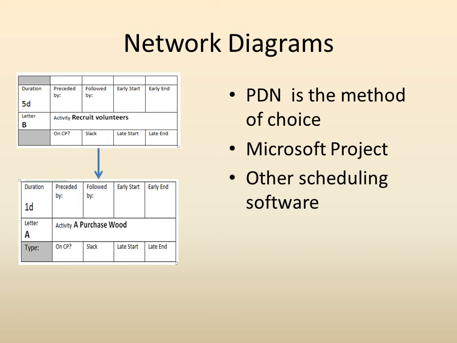Once we understand what the relationship is between any two particular tasks or activities, we can make a diagram that shows the relationship between all of the activities. We call this a network diagram, and the precedence diagramming network method is the method of choice. And people talk about activity on arrow or arrow diagramming methods, activity on node, and those are very seldom used on a regular day-to-day basis.